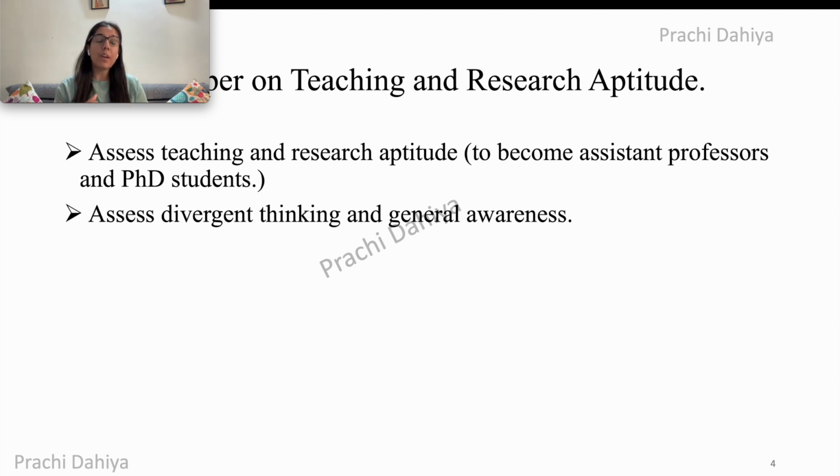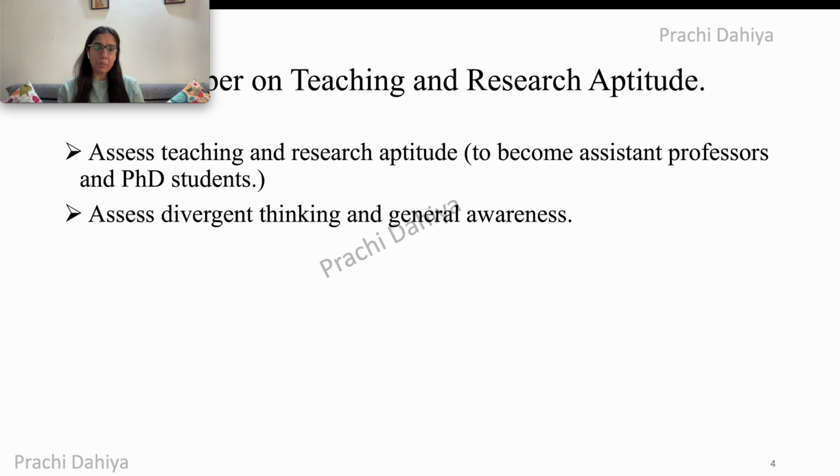Now going forward, what is the paper about? It will assess your teaching and research aptitude. They will ask you situational questions on teaching, or some situational questions on how you will solve a problem in a class. Then there will be basic questions related to research, because this paper is about qualifying for the junior research fellowship. That's why there will be questions on research. This paper will also assess your divergent thinking and your general awareness.